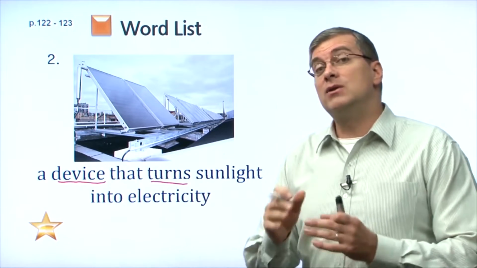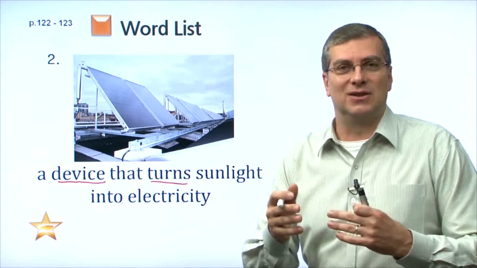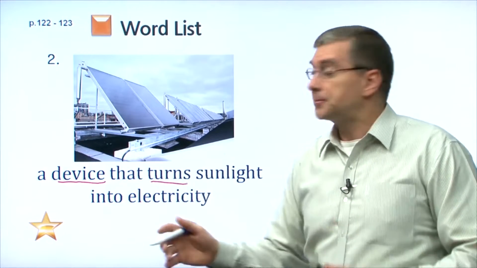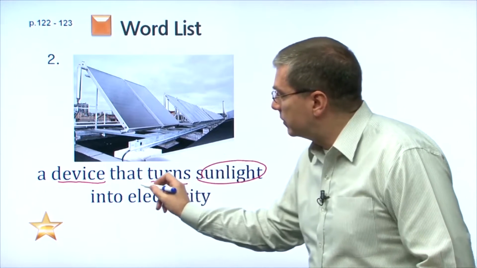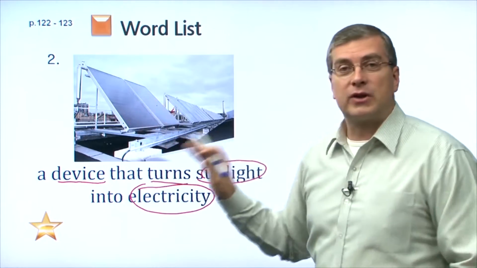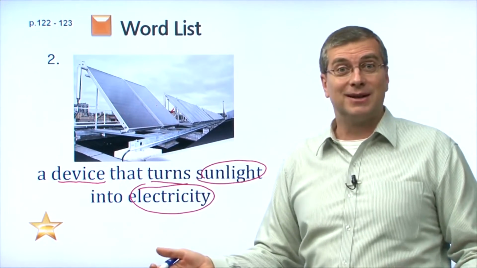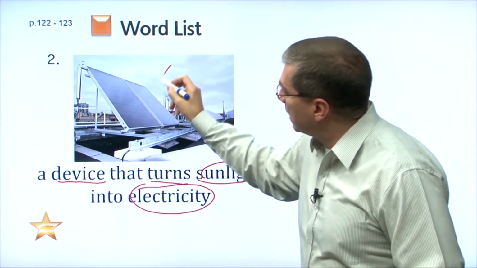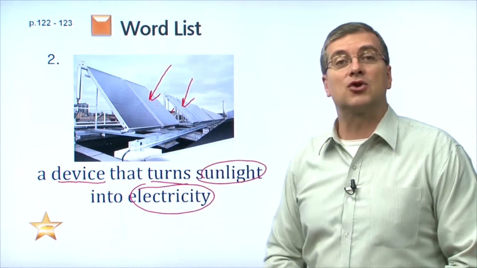changes. Okay? So when you say it turns A into B, it changes A into B. In this case, it's turning sunlight into electricity. So this device turns sunlight into electricity. Isn't that great? Imagine we have sunlight coming down, right? And it's being turned into electricity.